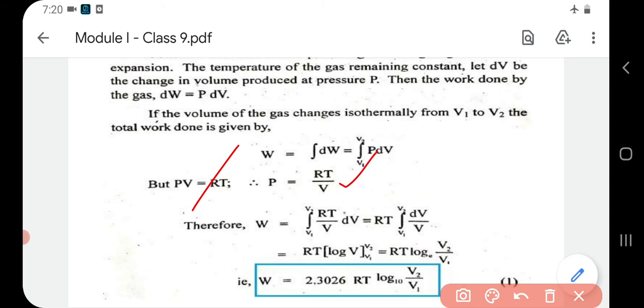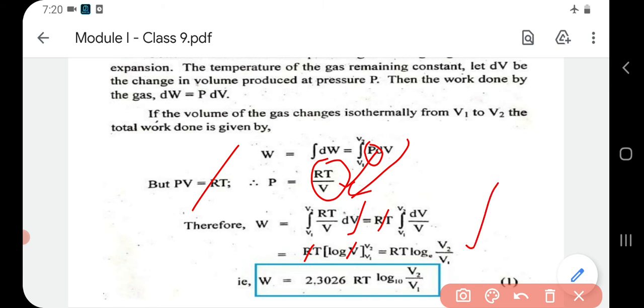From that, what is P? This one. So the expression for W will now be reduced to this one. Instead of P, we use RT by V, so W is the integral of RT by V dV, and RT is a constant, so it is taken out. Then the integral from V1 to V2 of dV by V. What is the integral of 1 by V? It is log V. So RT log V from V1 to V2, so RT log, applying the limits, V2 by V1.